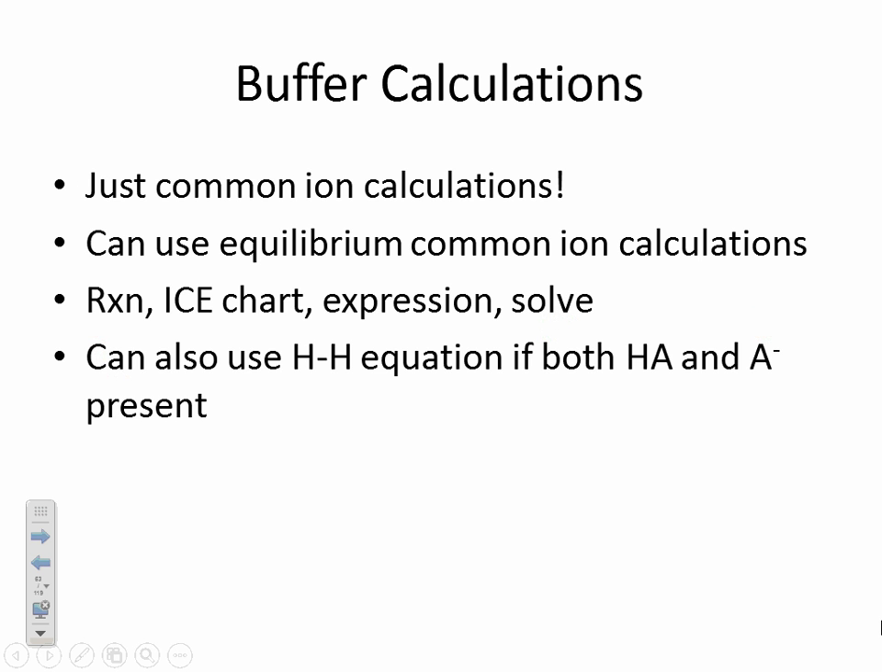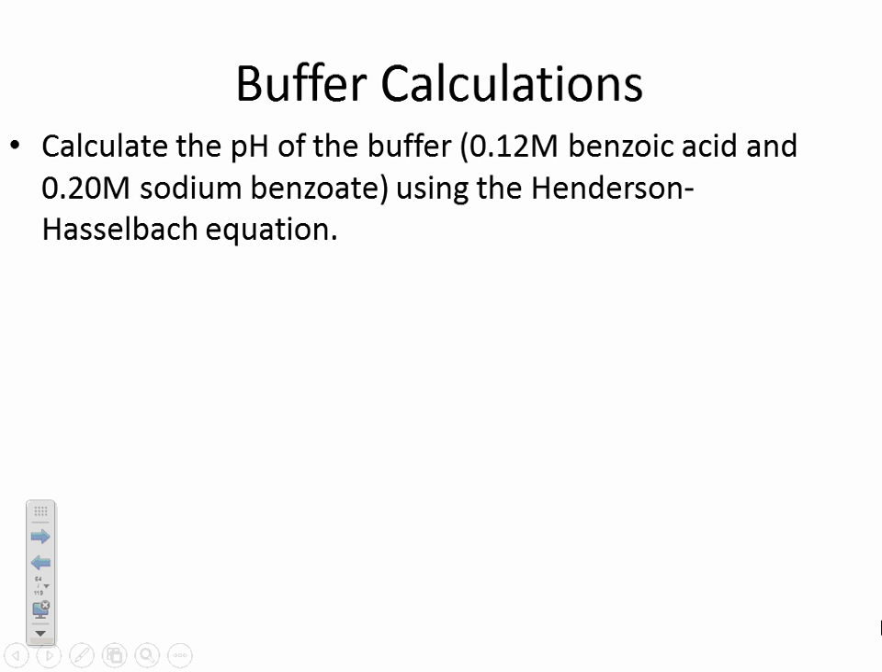Buffer calculations are really just common ion calculations. That's all they are. So it's a reaction, ICE chart, expression, solve, the same situation as always. But the thing I will say now is that we can also use the Henderson-Hasselbalch equation if you have both your HA and A minus present. So, a simple buffer problem: calculate the pH of the buffer. There's 0.12 molar benzoic acid and 0.20 molar sodium benzoate, using the Henderson-Hasselbalch equation, which is here.